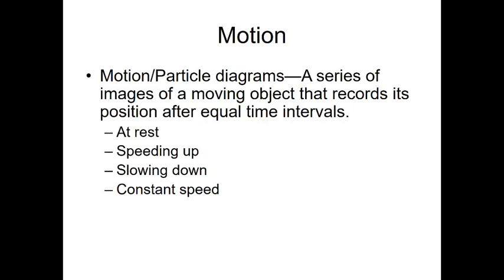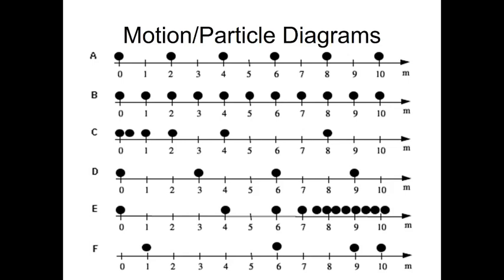between every recording of the object's position. The time between those recordings is the same. So it's showing us the position after equal amounts of time. So let's look at what a diagram like this might look like. So here are 6 different motion diagrams. So let's right now just concentrate on the top one.